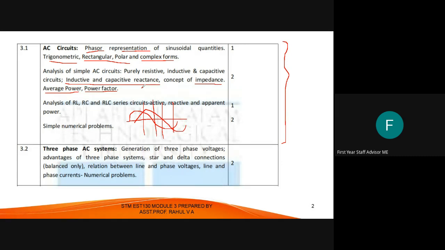Then analysis of RL, RC, RLC series circuit.